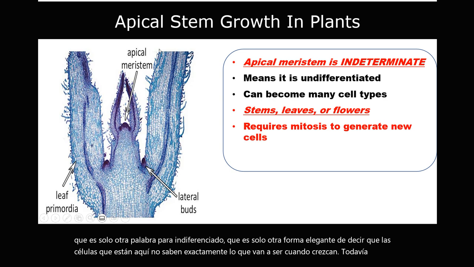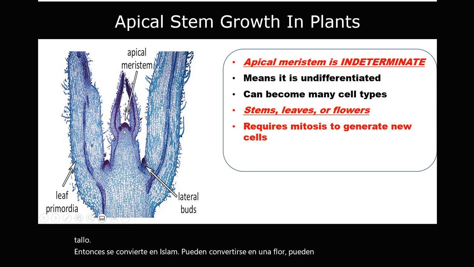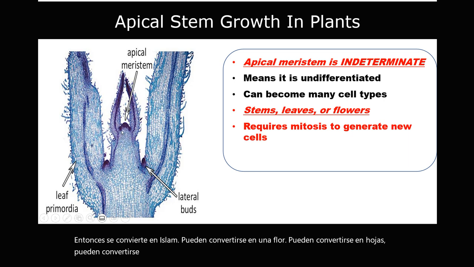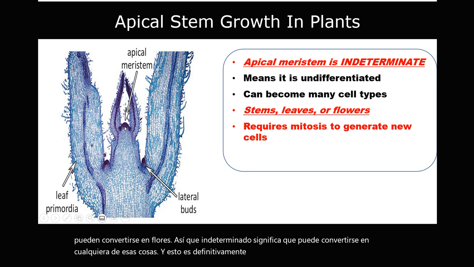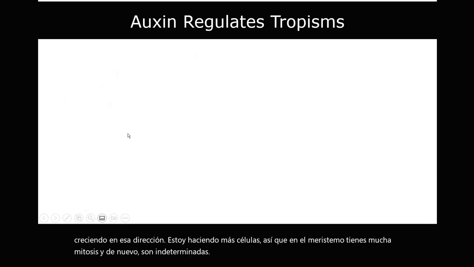So in this apical meristem, we're here in the actual stem, the cells here can become anything that's in the shoot of a plant. They can become a stem, they can become xylem, they can become phloem, they can become leaves, they can become flowers. So indeterminate means it can become any of those things. And this is definitely a high area of active mitosis because you're growing in that direction and making more cells. So in the meristem, you have lots of mitosis, and they are indeterminate. They can become many different cell types.